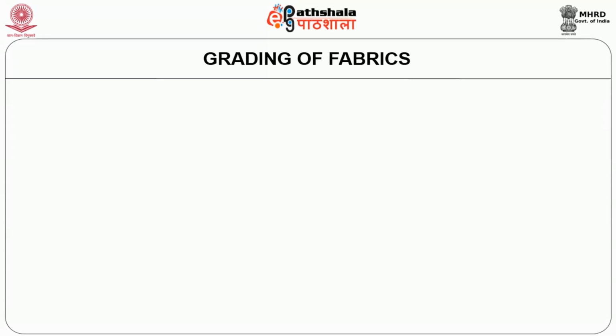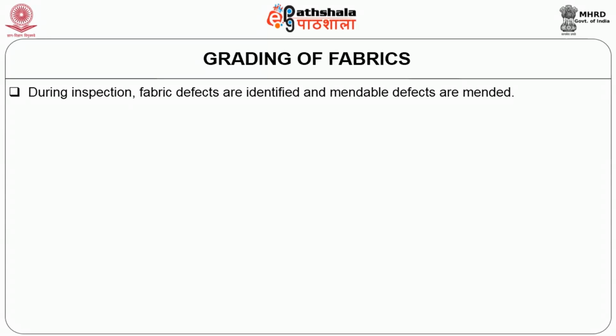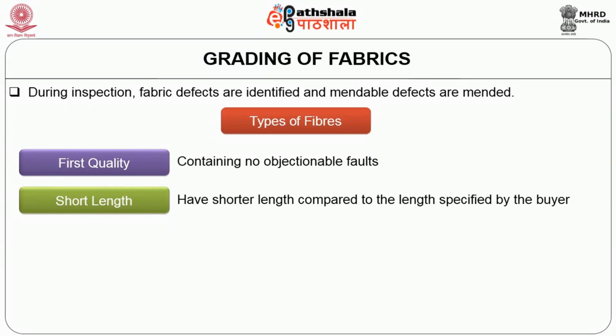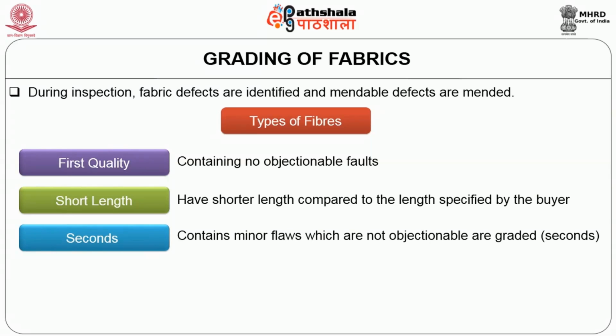The grading of fabrics. During the inspection, fabric defects are identified and the mendable defects are mended. Also at this stage, depending on the frequency and type of defects, fabrics are examined and graded into different categories depending on the severity of the defects. The first quality: fabric pieces containing no objectionable faults are categorized as first quality. Short length: fabric pieces having length shorter than the length specified by the buyer are categorized as short lengths. Seconds: fabric pieces containing minor flaws which are not objectionable are graded as seconds.